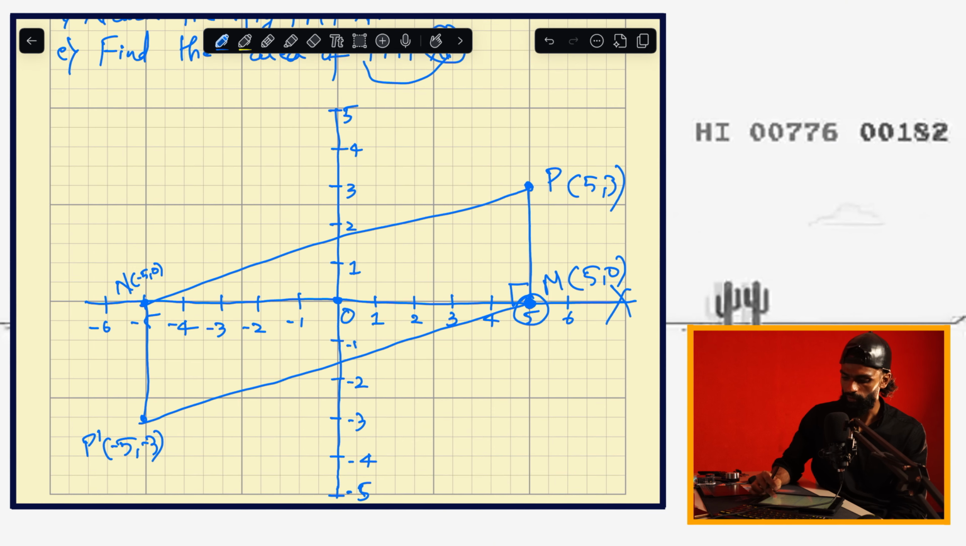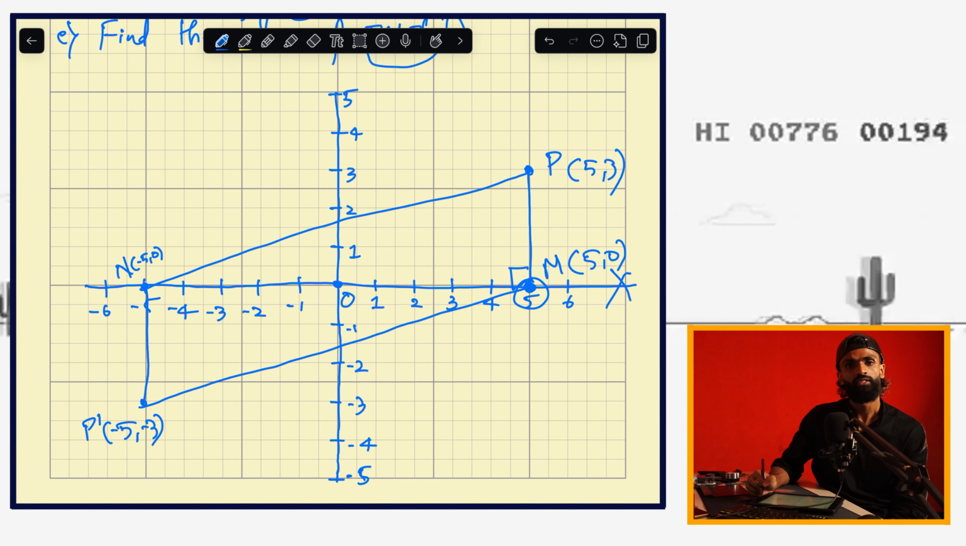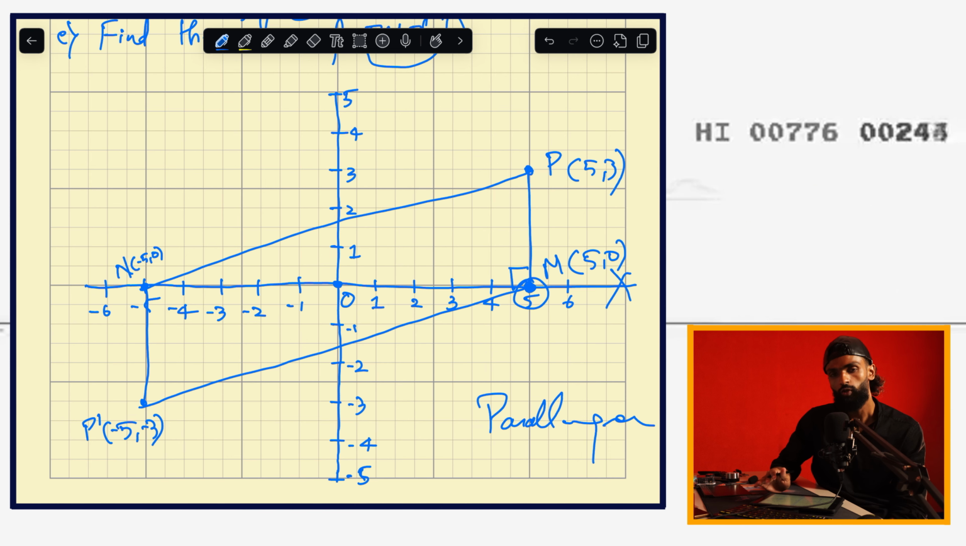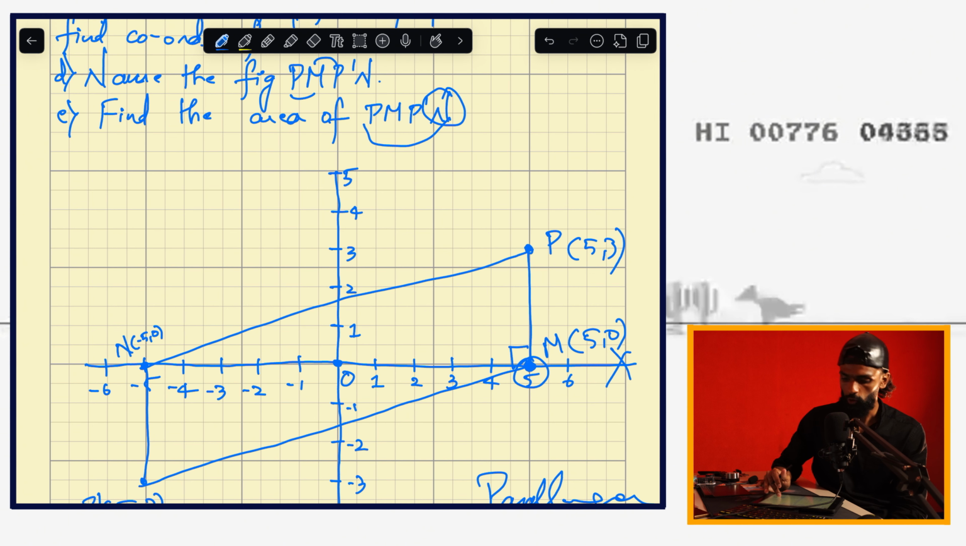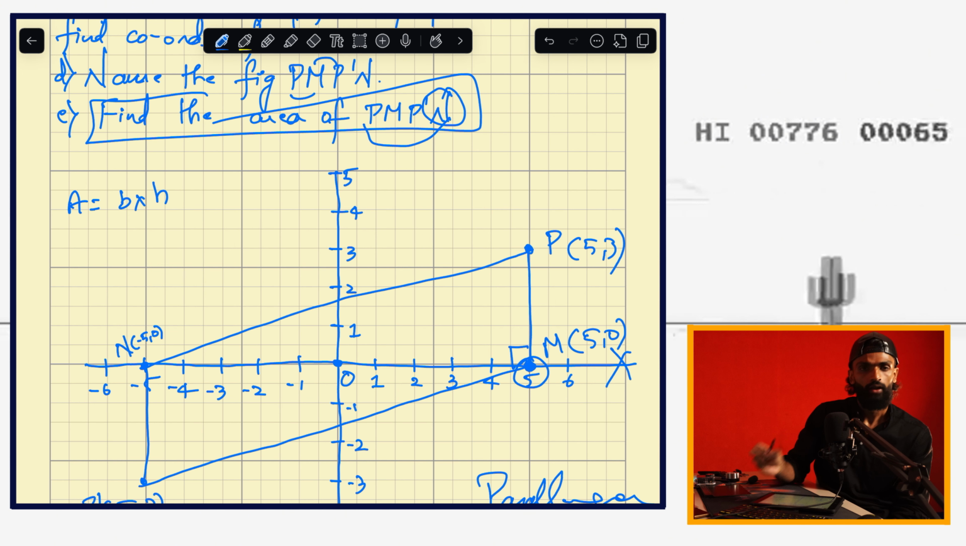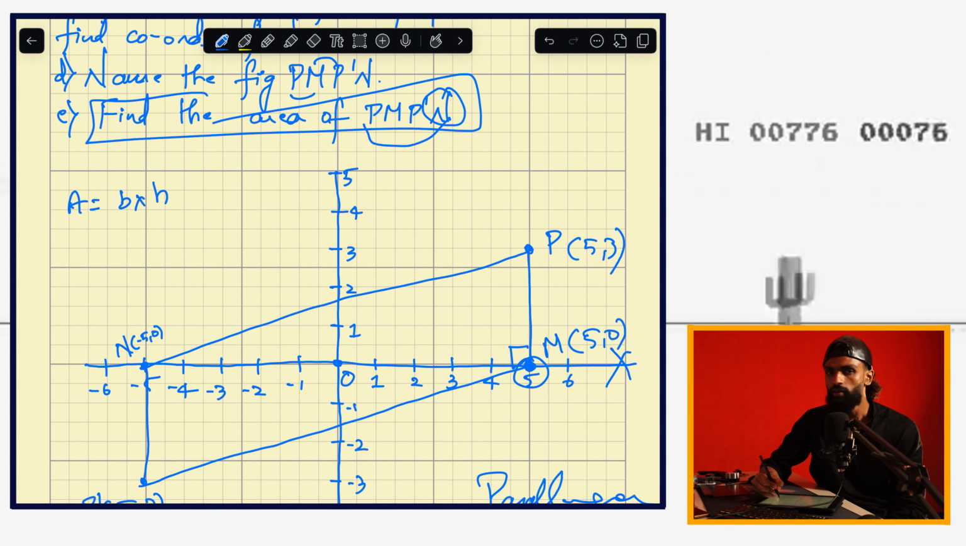Fine. Now name the figure. Look at the figure, how it is. It is a parallelogram. So the fourth answer will be parallelogram. Getting it? You'll be able to get this only after joining. It always has to be a closed figure. Now, last one. Find the area of the figure. Okay, area of a parallelogram is given by base into height. Common sense, height can never be a negative distance.